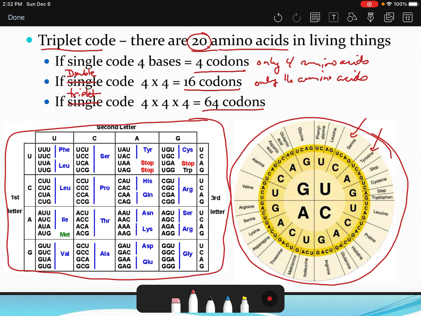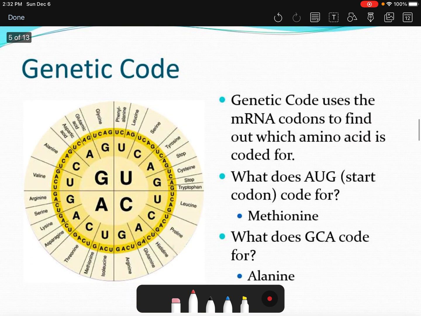Let's look here. Look at proline here. Look at CCU, CCC, CCA, CCG. So a lot of them will have multiple codons that code for the same amino acid. All right? And we have some that signal those other things like stop codons. Methionine is what we call our start codon. All right? So a lot of characteristics of the genetic code.